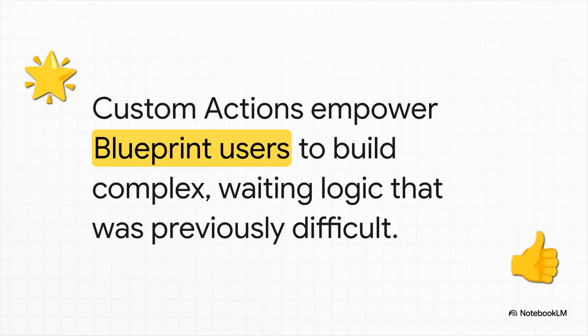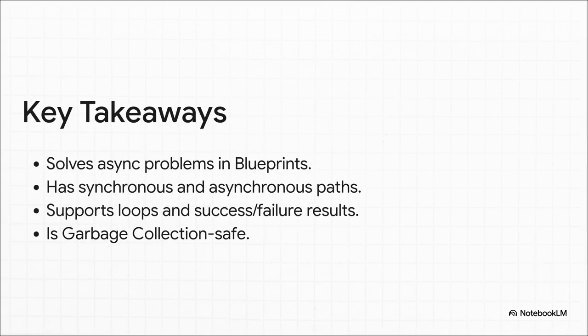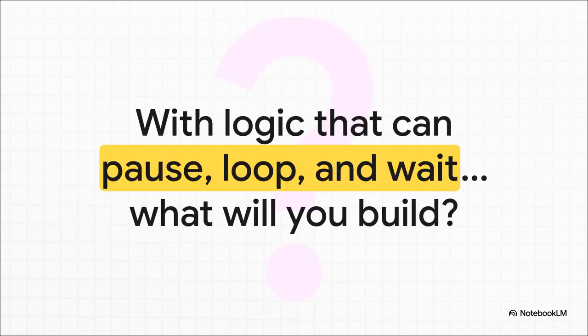So let's wrap this up. The big takeaway: custom actions let you blow past old Blueprint limitations. They solve those tough async problems, give you flexible execution paths, and are totally garbage collection safe. So with the power to pause, loop, and wait, what kind of awesome stuff are you gonna build?